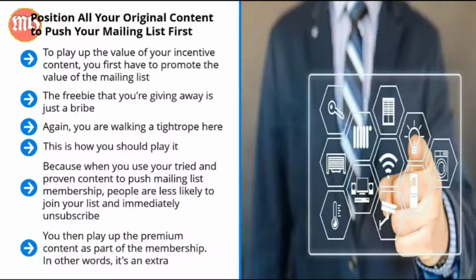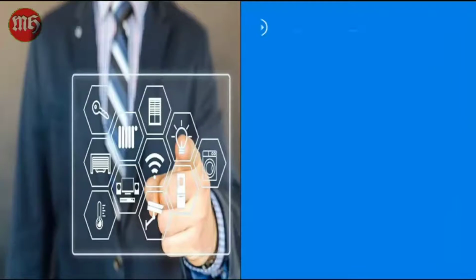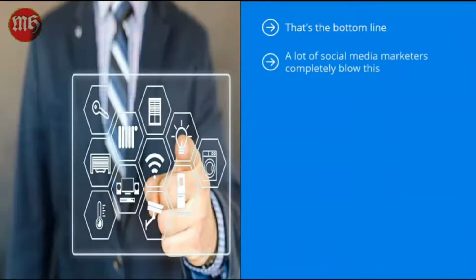I hope this is clear because you want to play up the list first, but it must be obvious that you are using the premium content, whether it's a free book, a booklet, a cheat sheet, some sort of pre-recorded video, or something else, as a means to get people to make a decision. That's the bottom line. You want the incentive to push people to make a decision to join your list, but all your original content, and your website by extension, should push the reader to see the value of being a list member. A lot of social media marketers completely blow this. They think that it's all about marketing the incentive.